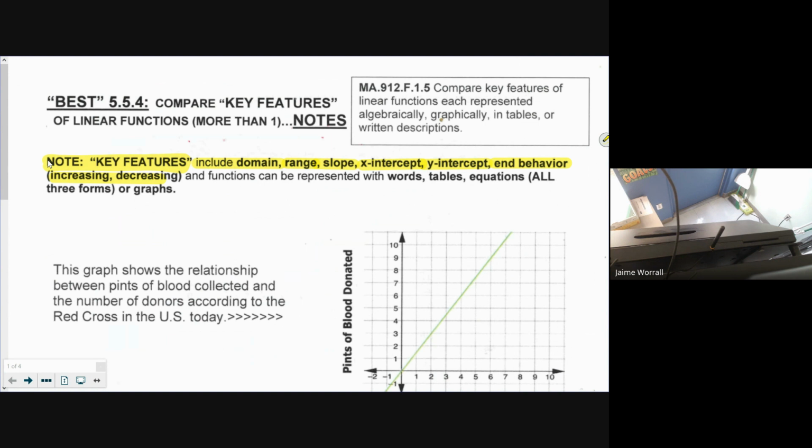Okay, and then what we've been playing around with for well over a month, the fact that functions can be represented with words, tables, equations. And when we're talking equations, it says all three forms, so standard, point slope, slope intercept, and graphs. So you have put a lot of algebra information into your brain cells in the past couple of months. Congratulations.